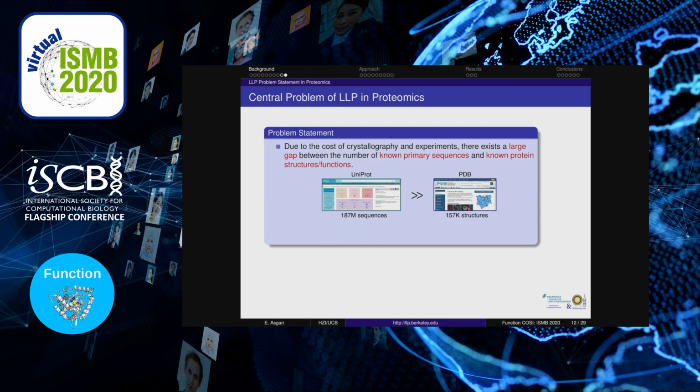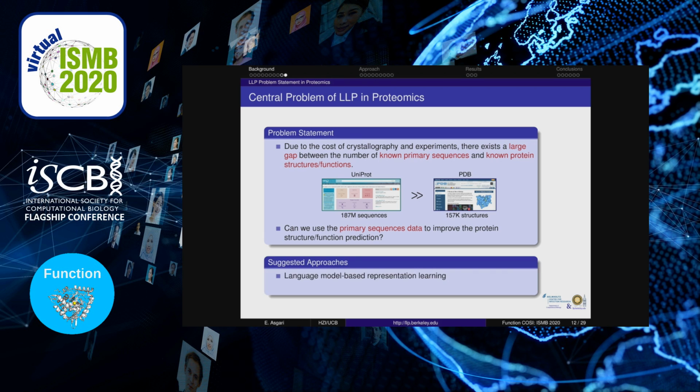Problem statement: due to the cost of crystallography and the experiment cost, there exists a large gap between the number of known protein sequences and the number of known structures and functions. The large gap between the number of known protein sequences in UniProt and the number of known PDB structures shows this large difference.